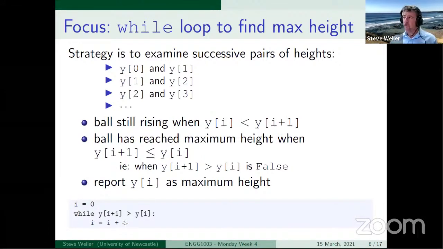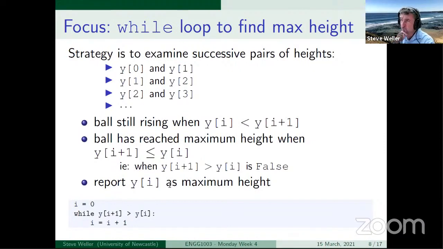So this while loop's not working very hard, but it's checking that while it happens that for two successive values, the second value is larger than the first, we haven't found the maximum yet. So just increment the loop index and go to the next pair. And keep doing that until such time as this condition, y(i+1) is greater than yi, is false. At that point, the loop drops through and we've found index i as the index of the maximum height.